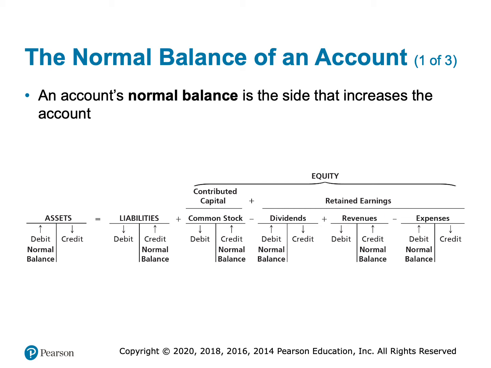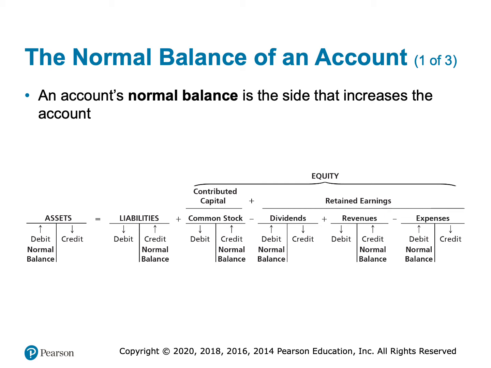So if you look at our expanded accounting equation that's here on our screen, we see that on the left side of the equation, assets have a normal debit balance, meaning they get increased on the debit side and decreased on the credit side. Liabilities and most equity accounts have a normal credit balance, meaning they get increased on the credit side and decreased on the debit side. So if it's on the left side of the equation, it has a normal debit balance. And if it's on the right side of the equation, it has a normal credit balance.